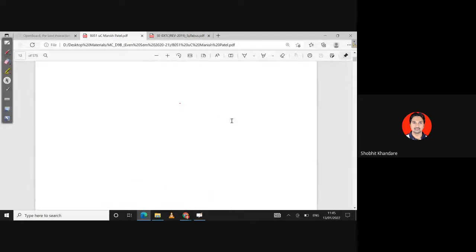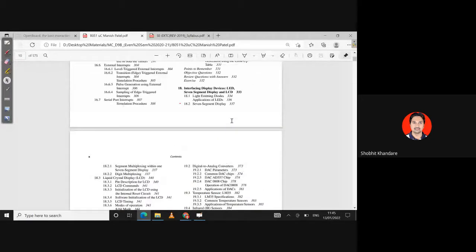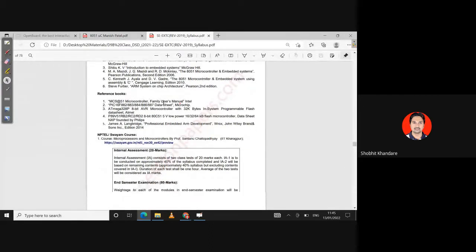So here you will be able to see maximum portion related to 8051 and microprocessor is covered. And for ARM I have already told you, for ARM7 you have this Steve Furber. Let me check whether I have the ebook for this. If I have the ebook, I will share it with you. Otherwise, you can just refer to my video lectures. You'll be able to understand. So these are the textbooks and reference books.